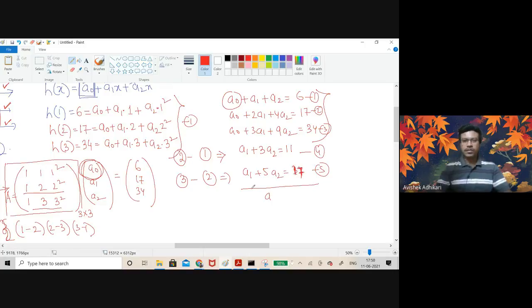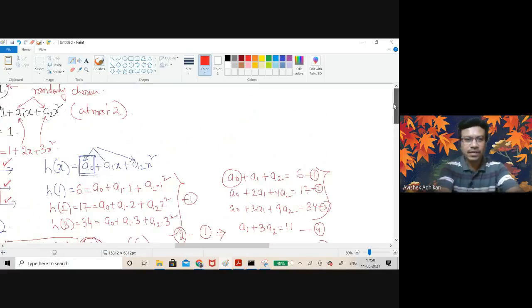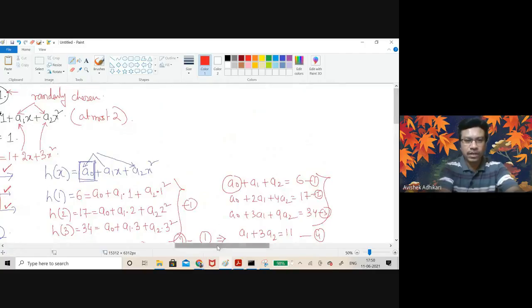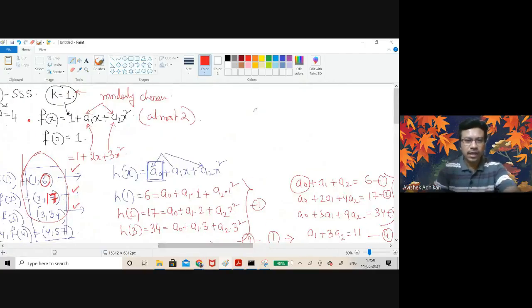And if you subtract from here, you will get minus 2A2 equal to how much? Minus 6. So A2 equal to 3. Now you see that A2 was already 3 in my secret polynomial. In my secret polynomial, A2 was already 3. So that you can solve it uniquely.